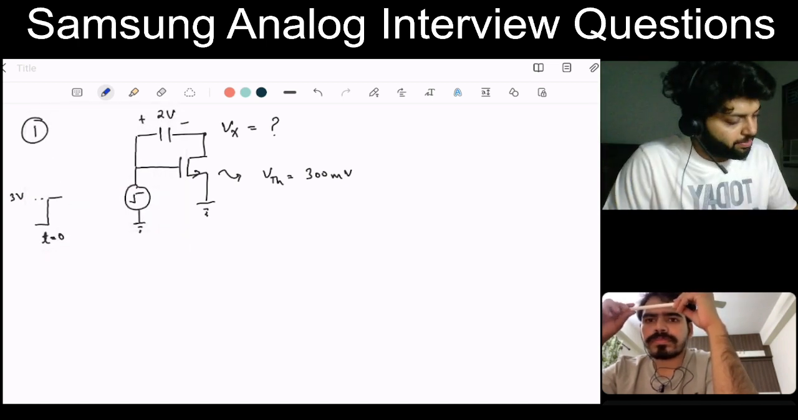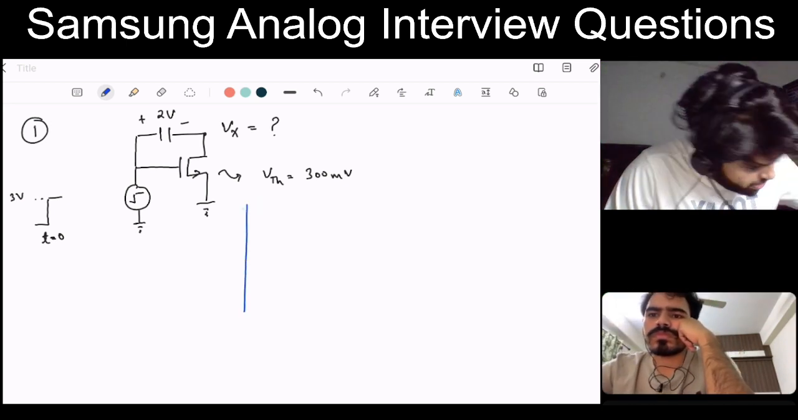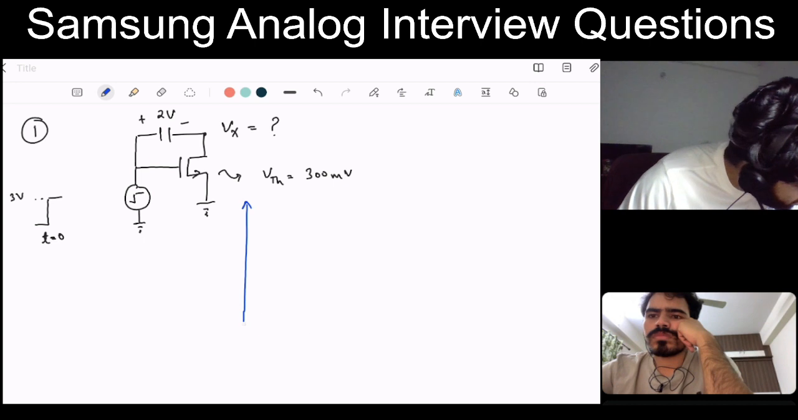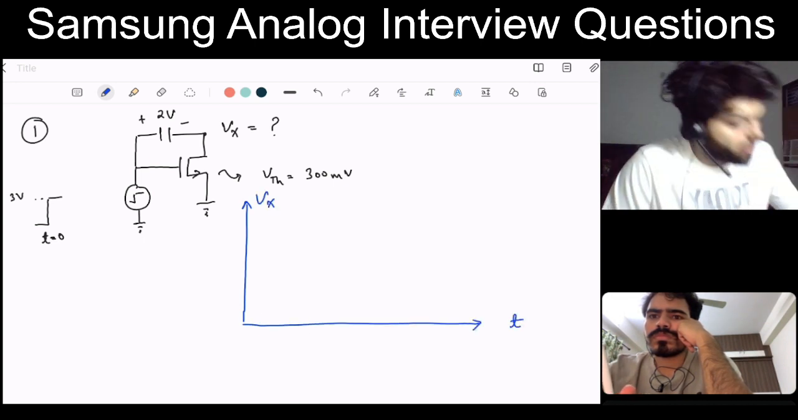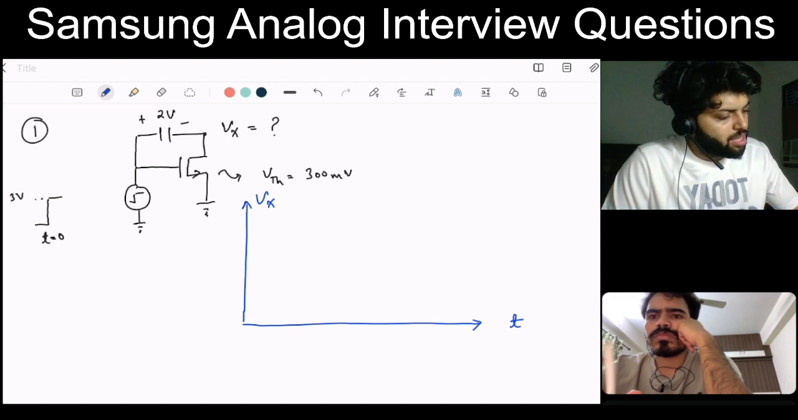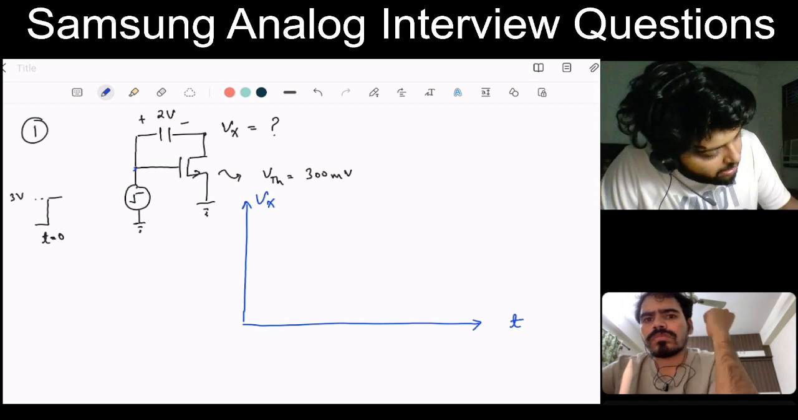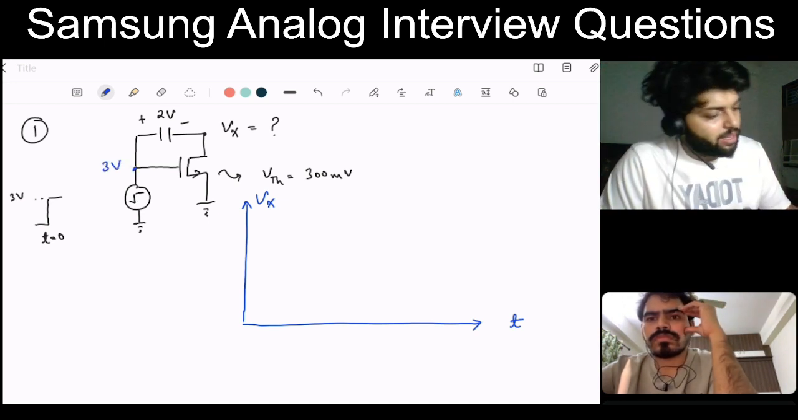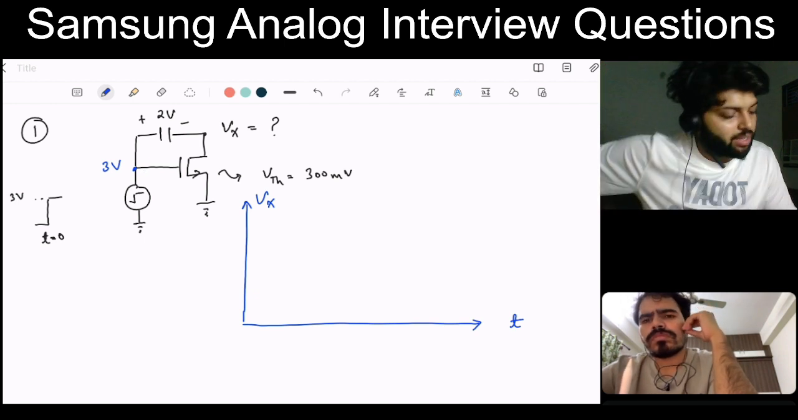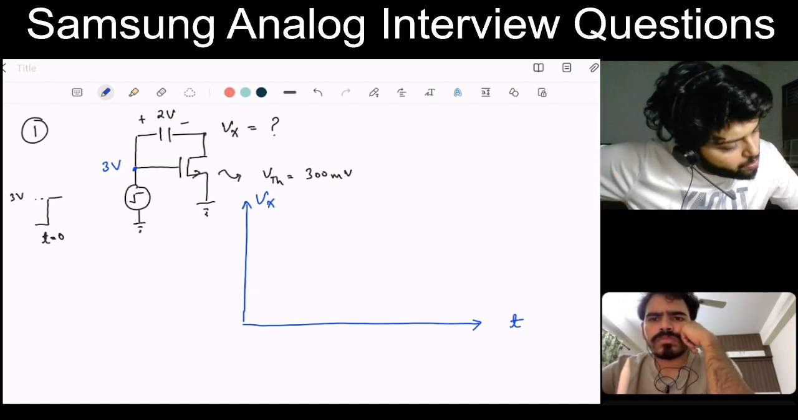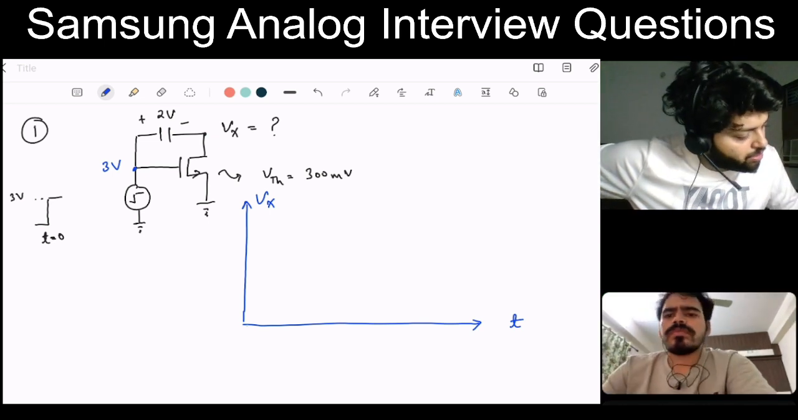We have to analyze the circuit. This is Vx, this is time, and we have to draw a waveform corresponding to this. The moment 3 volt is at the gate, 3 volt will be over here. Because the step is applied at the gate, Vx will suddenly go to 3 minus 2, which is 1 volt, at t equals 0 plus.